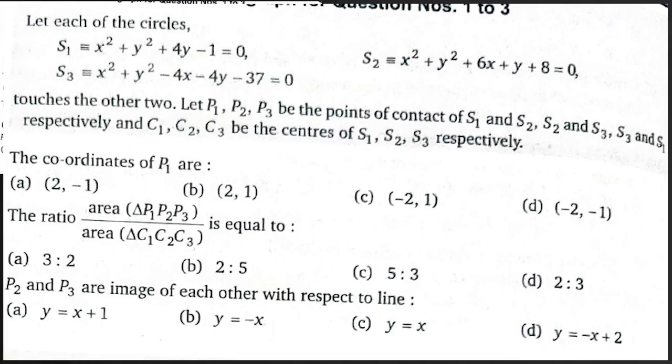Now here the question: let each of the circles touch the other two, and P1, P2, P3 be the points of contacts of S1 and S2, S2 and S3, and S3 and S1 respectively. And let C1, C2, C3 be the centers of S1, S2, S3. Now C1 is (0, -2), and its radius is root 5.